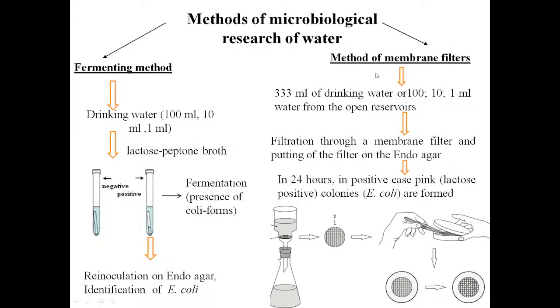The other method is the method of membrane filters. It is called the method of membrane filters, sometimes the filtration method, because we use filters here. We should take about 333 milliliters of drinking water, or 100 or 10 or 1 milliliter from open reservoirs like rivers or lakes. Then we should filtrate this water through a membrane filter and put this filter on Endo agar. Look here. This is water that is taken from lakes or rivers, drinking water, and we should filtrate it through membrane filters.